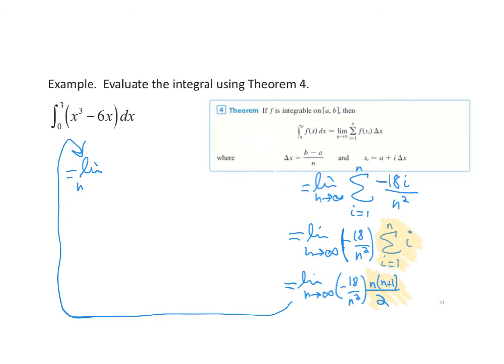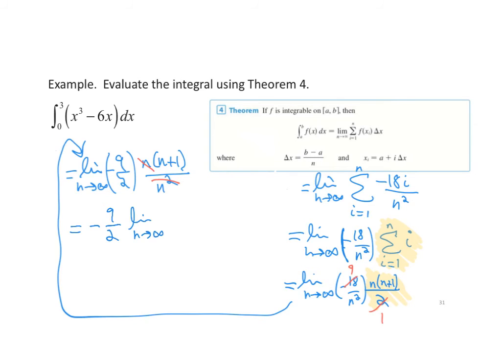I have the limit as n goes to infinity of, well, let's see, I can actually reduce stuff here. Negative 9 over 2 times n plus 1 over n squared. We have more things that can reduce. And this negative 9/2, it's actually a constant, which means we can factor it out of the limit. So let's do that. Negative 9/2 times the limit as n goes to infinity of n plus 1 over n.